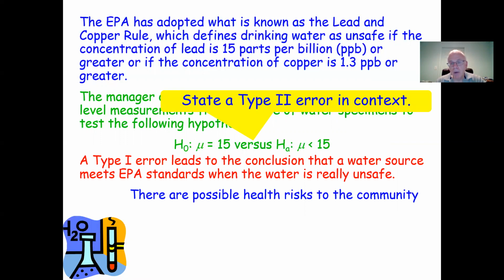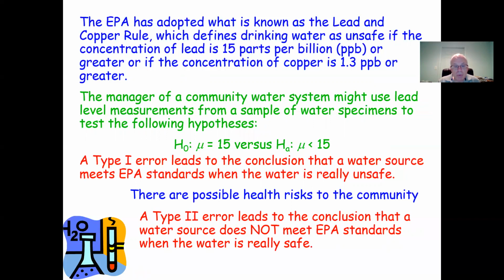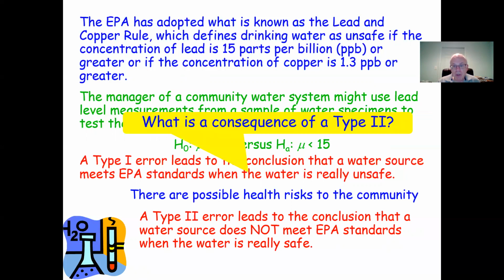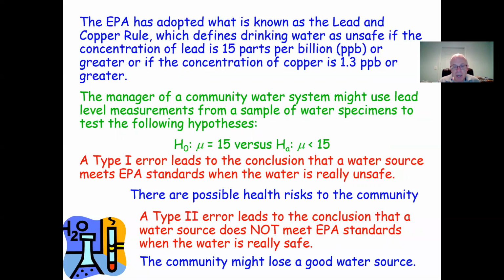Type 2 error would be there's not enough evidence to reject the null, all right? When in reality, the water's safe. In reality, the alternative hypothesis is true. So in this particular case, we would probably say the water is unsafe when it's really safe. So the water source does not meet EPA standards when the water really does. But the consequence of that, the community might lose a good water source, right? They might shut it down.